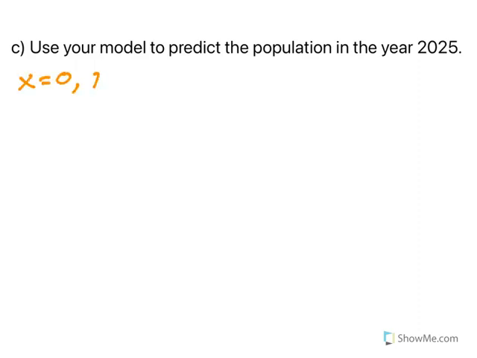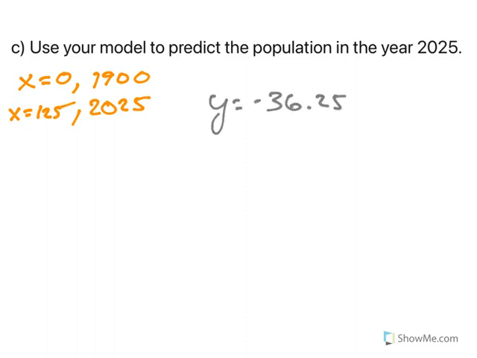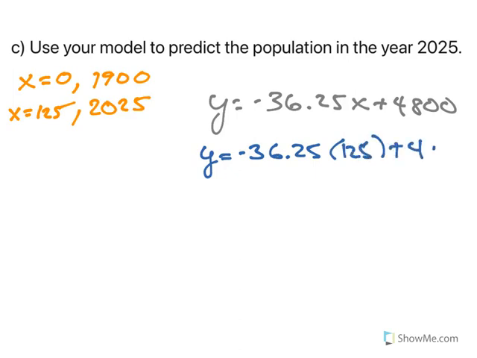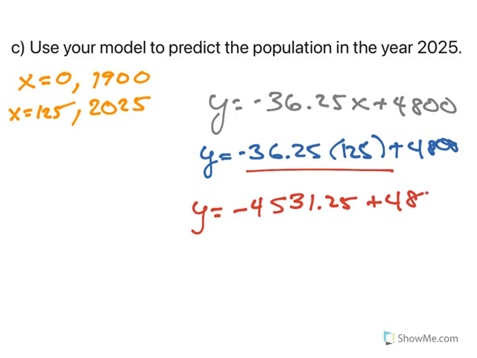Great. Let's use this to predict for the year 2025. Okay, so again, x equals 0 in the year 1900. So in 2025, that's 125 years later, so x would be 125. So our equation, negative 36.25x plus 4,800, we substitute in our 125 for x, and we solve. Order of operations tells us to multiply first, so we get negative 4,531.25 plus 4,800.